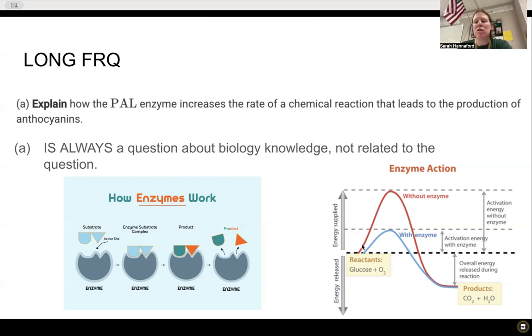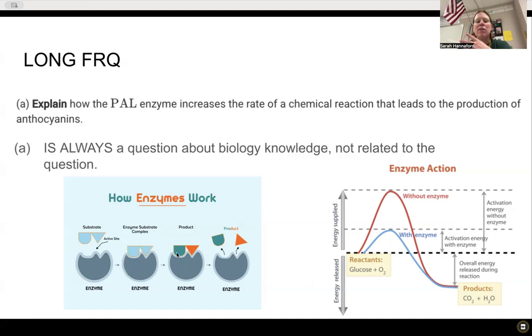So the correct answer was looking for lowered activation energy, because remember, enzymes are proteins that bind with a substrate at the active site. The substrate then is either broken apart or put together to make a product. And this happens during the enzyme substrate complex. So you had to have something either about the active site acting on PAL, or that PAL enzyme lowers activation energy, causing the reaction to occur.